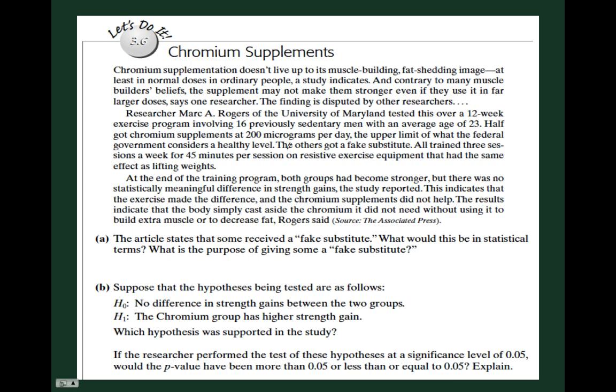All trained 3 sessions a week for 45 minutes per session on resistive exercise equipment that had the same effect as lifting weights. At the end of the training program, both groups had become stronger, but there was no statistically meaningful difference in strength gains, the study reported. This indicates that the exercise made the difference, and the chromium supplements did not help. The results indicate that the body simply cast aside the chromium it did not need without using it to build extra muscle or decrease fat, Rogers said.